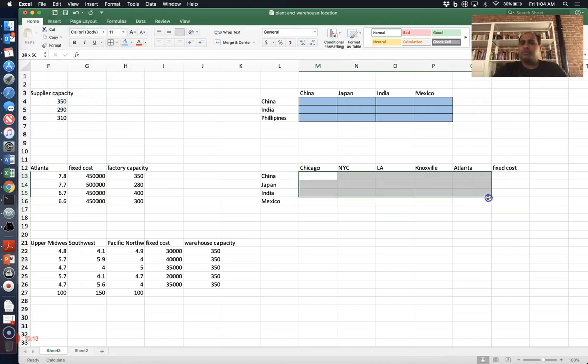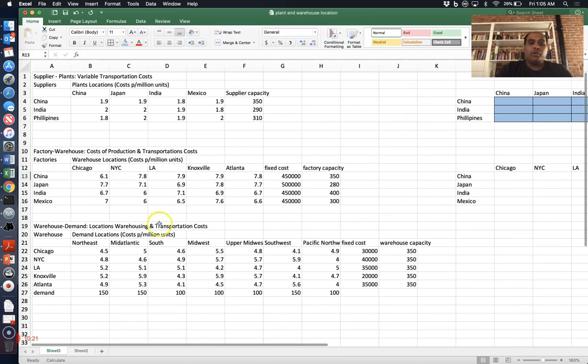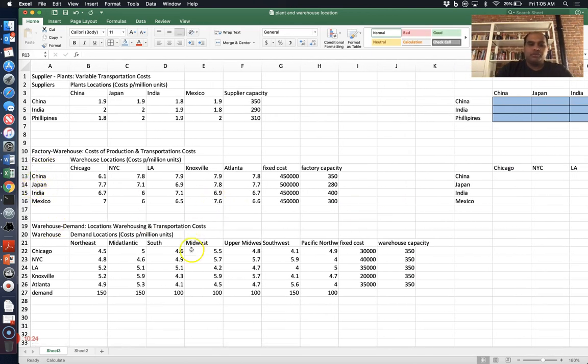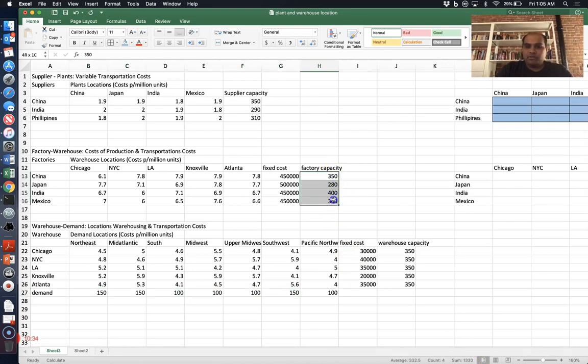The second set of decision variables, no, this is not going to be fixed cost. This is the open close variable. So this is going to tell me which of these factory locations are open. So let's look at total demand. If I add up all the demand, total demand adds up to about 850 million units. Factory capacity, if I add up all the factory capacity, it adds up to 1330 units. So obviously not all of your factories are going to be open. We only need enough factories to supply 850 million units.